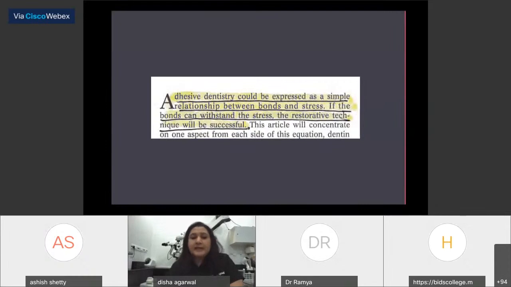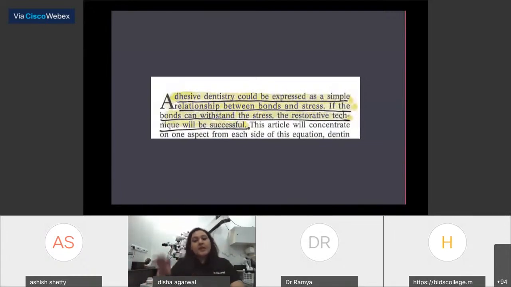To begin with, let's start from this statement. Adhesive dentistry could be expressed as a simple relationship between your bond and the stress. If the bonds can withstand the stress, your restorative technique will be successful. Very simple. Composite is basically monomers. When we give light or a chemical cure starts, monomers convert into polymers. When monomers become polymers, they try to shrink. This shrinkage will create a stress.